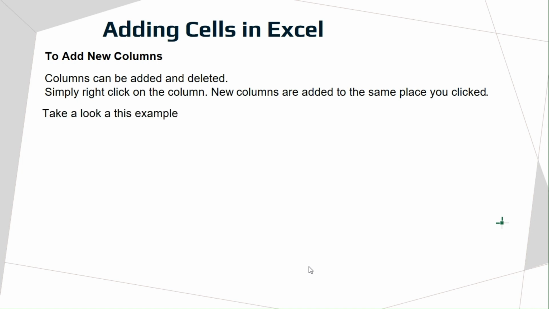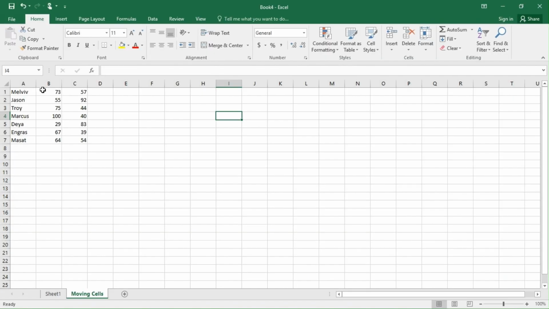Let's take a look at this example. Using the same data, for example, if you want to insert a new column in the B position, all you have to do is to simply highlight the column B. At this point, you should be familiar with how to select a column. Refer back to the class on ranges to understand how to select a column if you don't know how to.